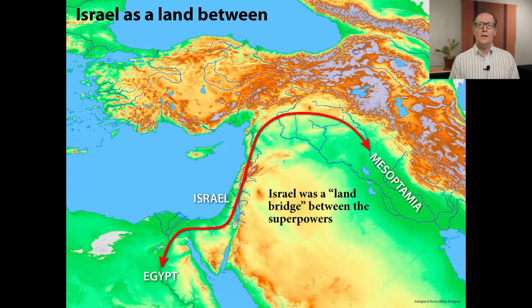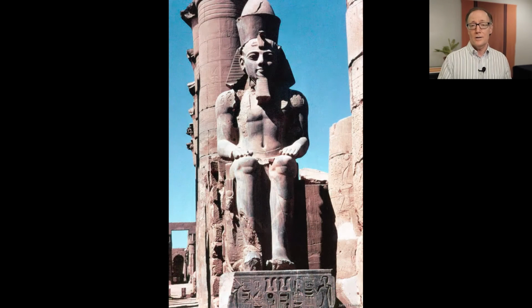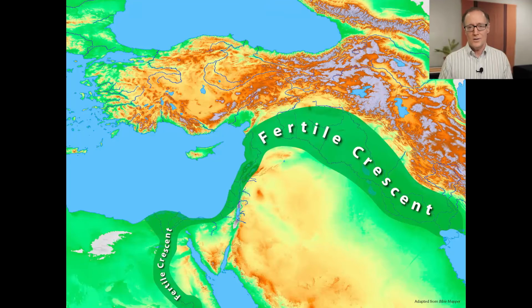And it's also a land between the superpowers of the ancient world. We have Egypt in the south, and then the river cultures in the area of Mesopotamia, like Assyria, Babylon, Persia. And if these empires wanted to go and conquer, say, Egypt in the southwest, they would have to pass right through Israel along the way because of the Fertile Crescent.